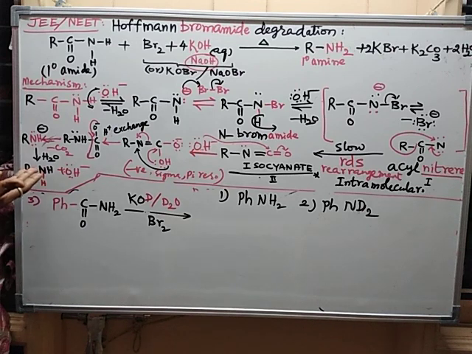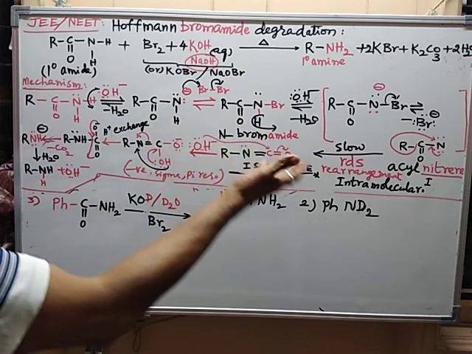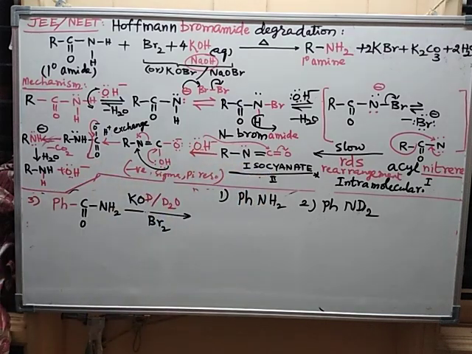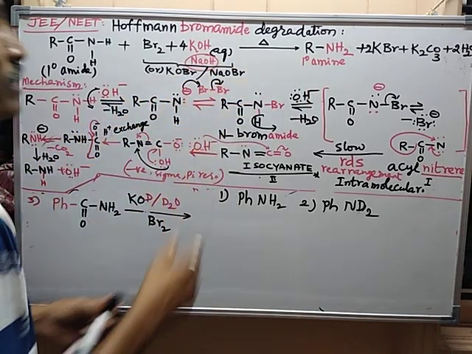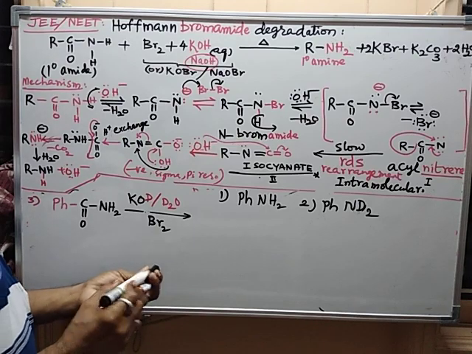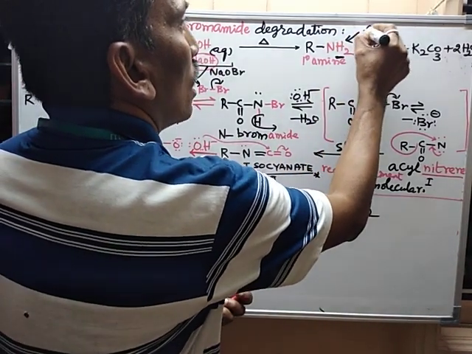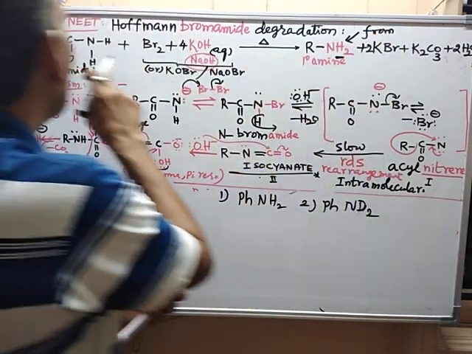Yes, you observe the last step and the middle step. What are these middle steps? From isocyanate to this final step, what do you observe? Hydrogens are coming in the product RNH2 from the solvent. Yes. What you are doing? These hydrogens are coming from solvent, not from parent amide.